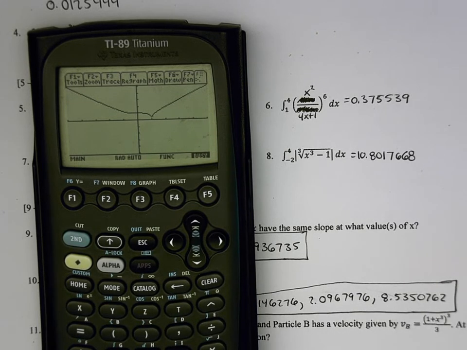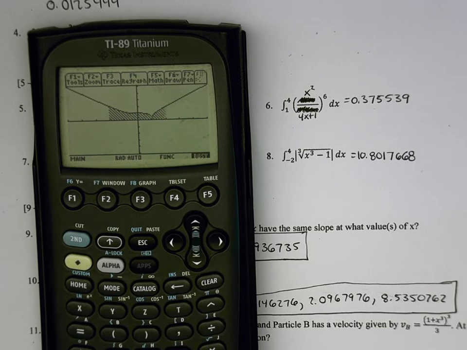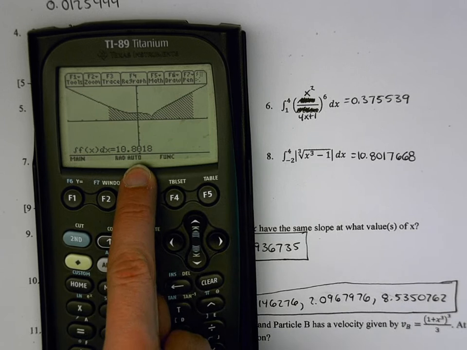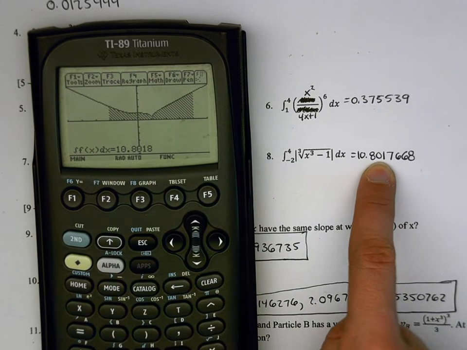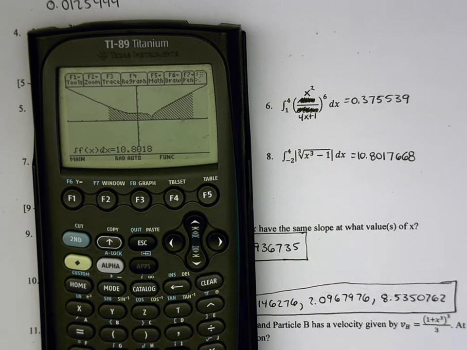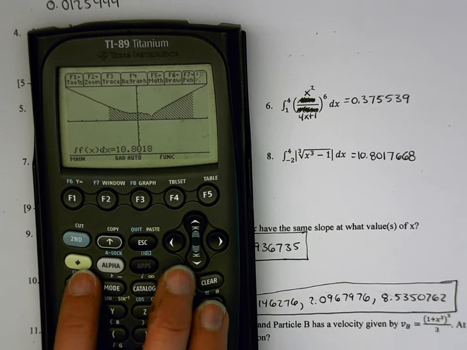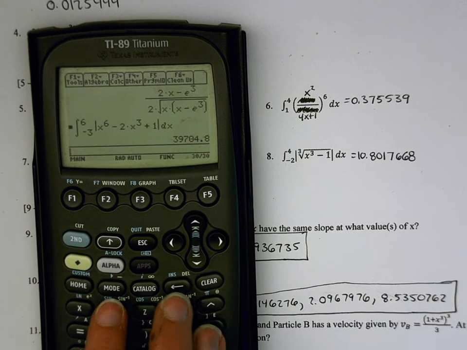Give it a little bit. That did take a little bit. Sorry about that. Okay, now it's going. And we get that 10.8018. Okay, so that's one way to do your integral. Some people prefer the graph. Others prefer their home screen. So I'm going to go ahead and go to the home.